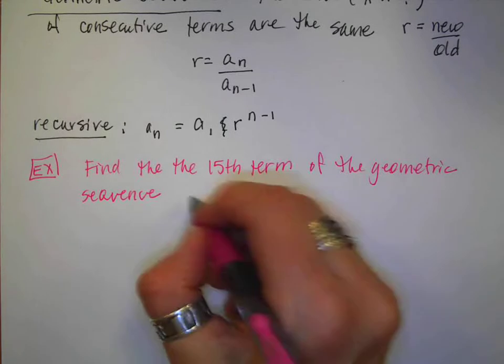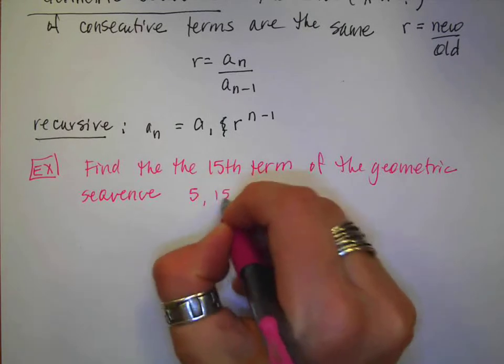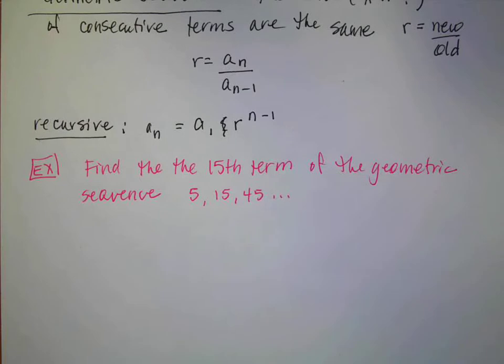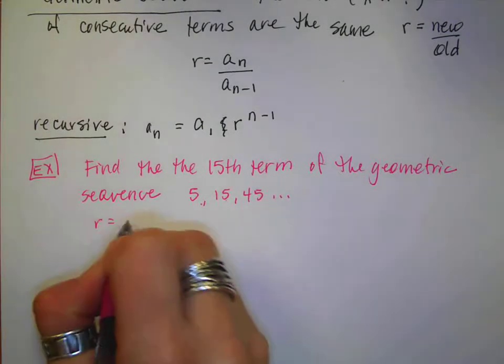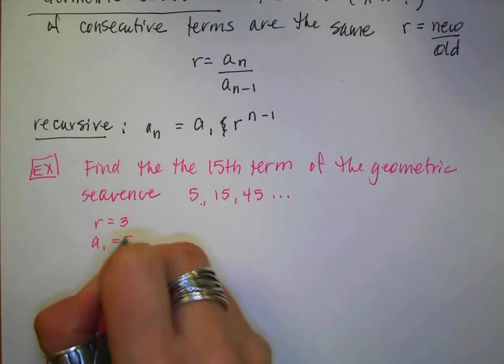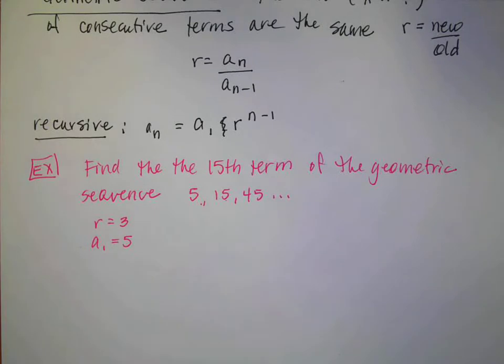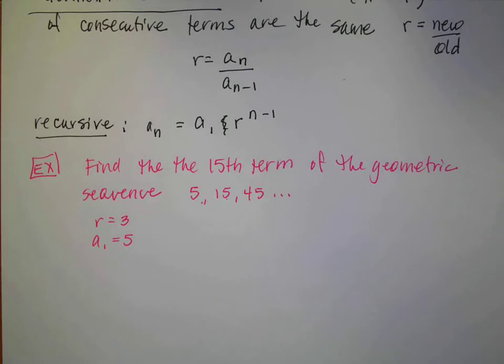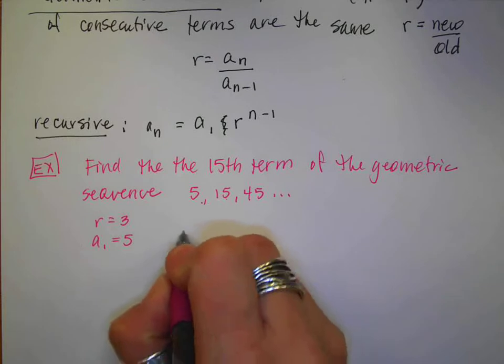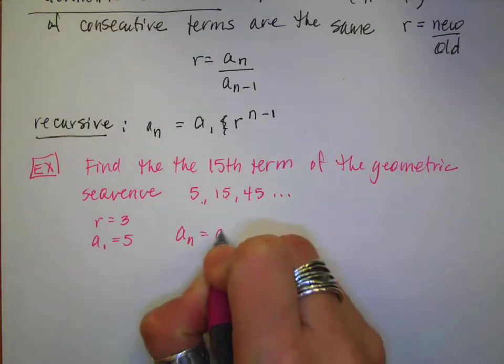And again, unless I'm told to do this by hand, I never do it by hand. The sequence that we're going to be given is 5, 15, 45, dot, dot, dot. If I do new divided by old, I get that my r is 3, my a sub 1 is 5. And I do tend to switch back and forth between u's and a's because your calculator has u's and some books use a, so it really doesn't matter, and I apologize, but I tend to just flip back and forth between u's and a's.